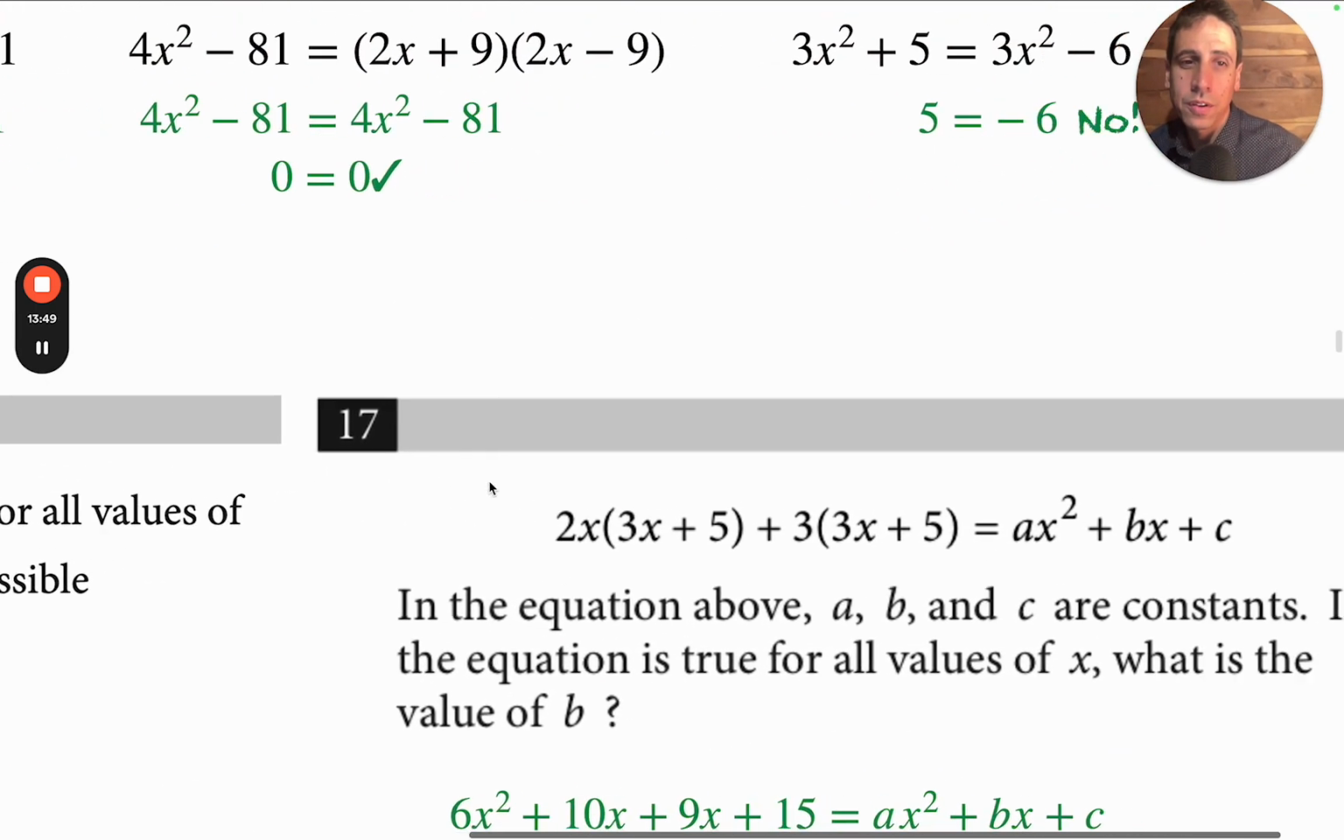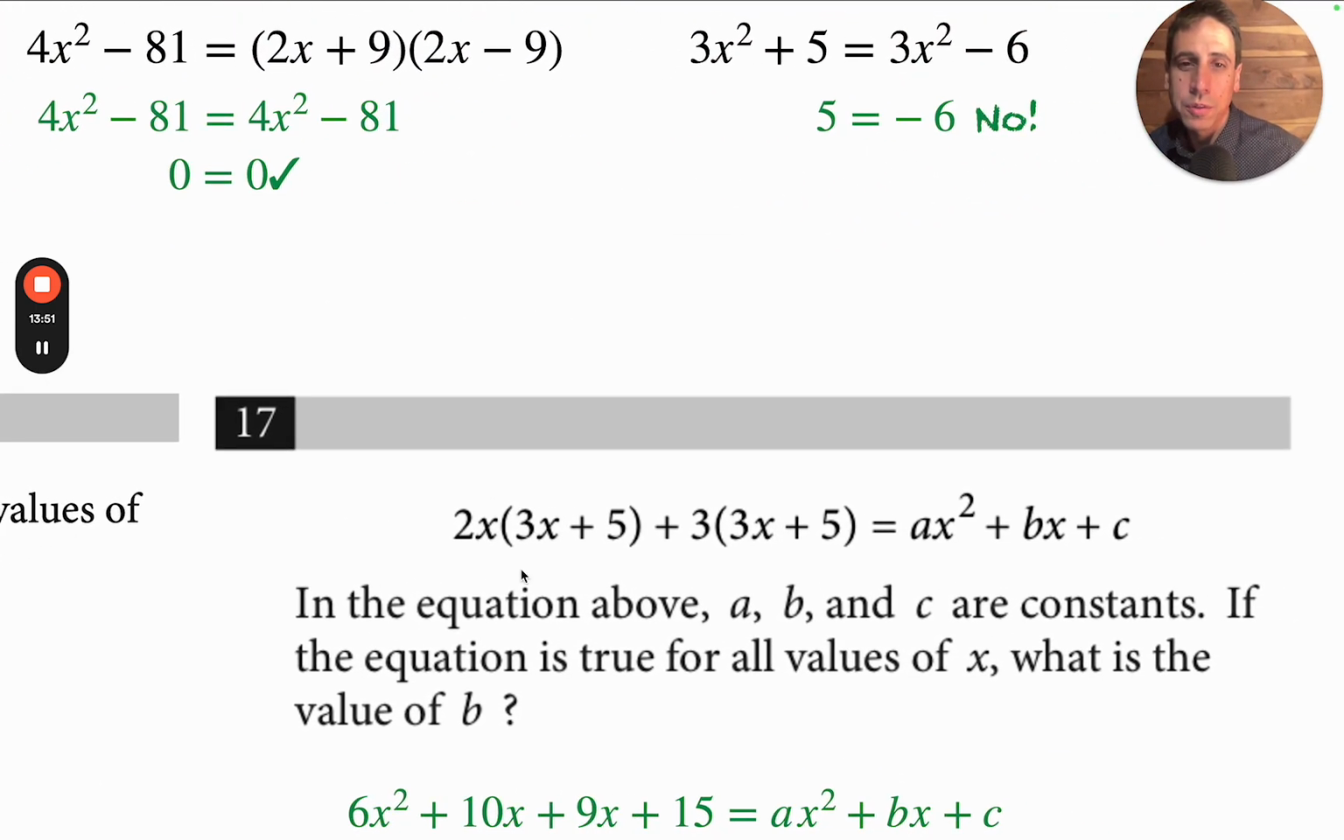Let's do that again. Let's see what this could look like. In the equation above, a, b, and c are constants. If the equation is true for all values of x, that's identity. That means the left side is going to have to look like the right side. What is the value of b?